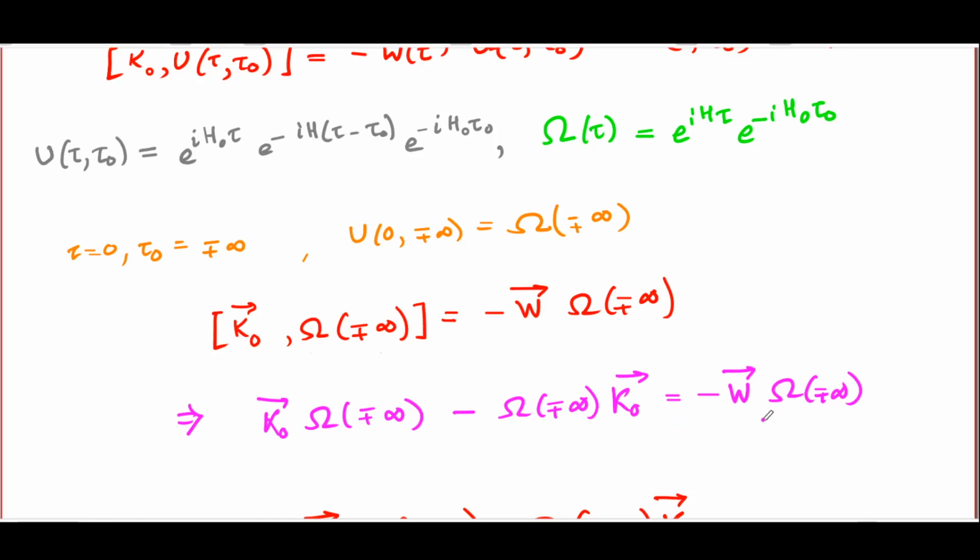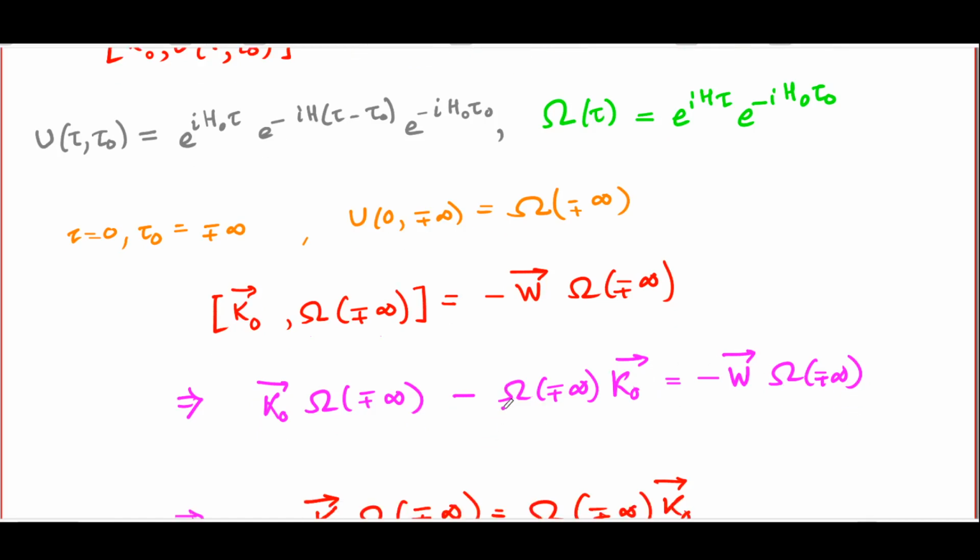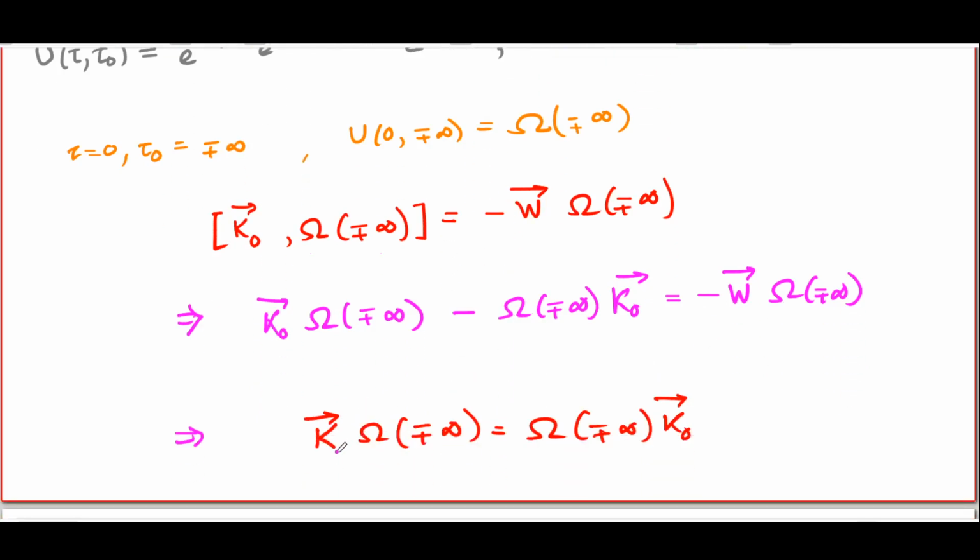And therefore, if you were to move the minus W from the right hand side here to the left hand side, what you will get is (K0 plus W) times omega(minus plus infinity) is omega(minus plus infinity) times K0. I have just taken this term to the other side. And therefore K omega(minus plus infinity) is omega(minus plus infinity) K0. Now this is exactly what you need to show, that the way in which K0 acts on the free particle states is exactly the same as the way in which K acts on the in.